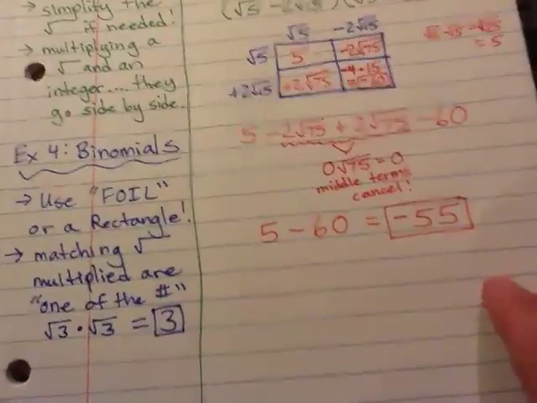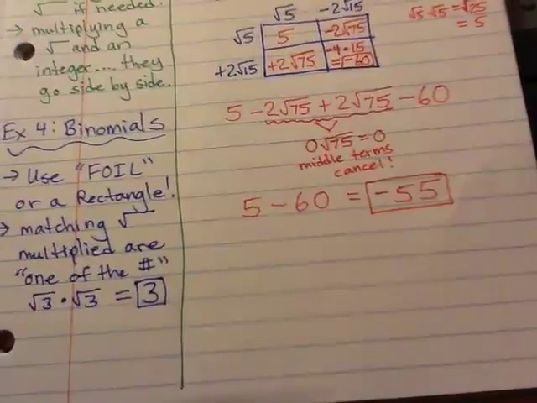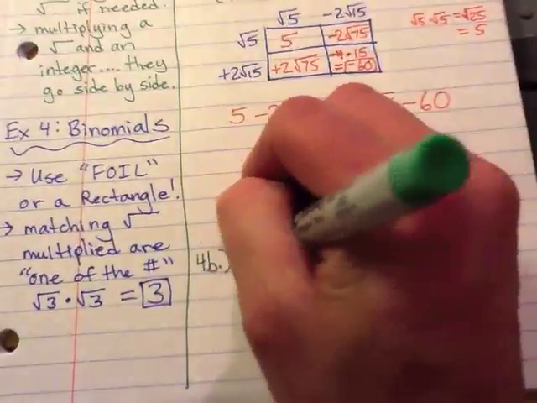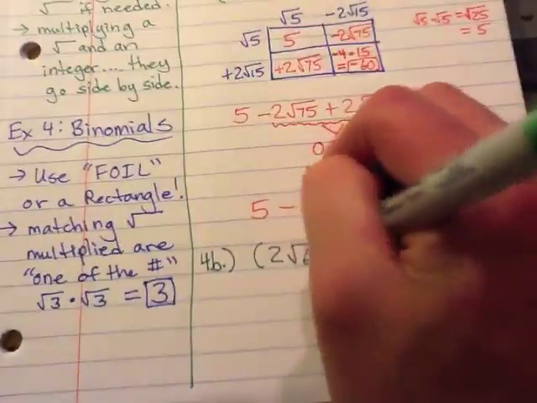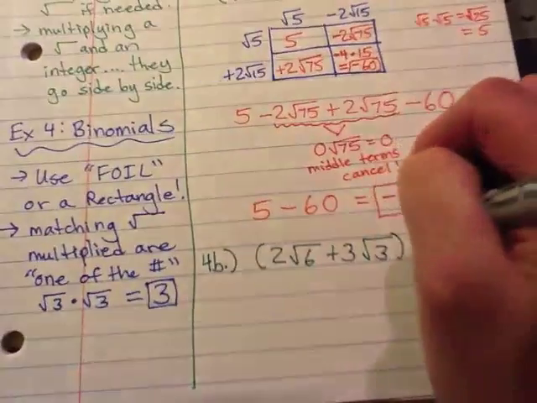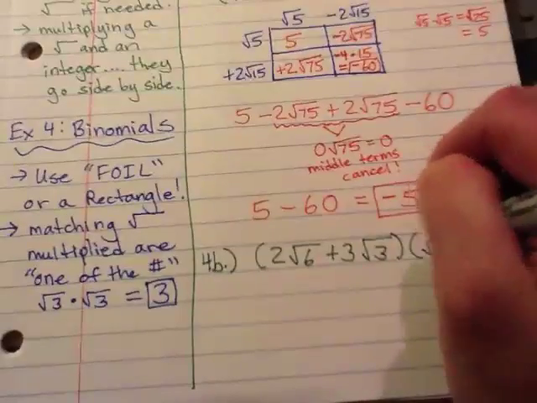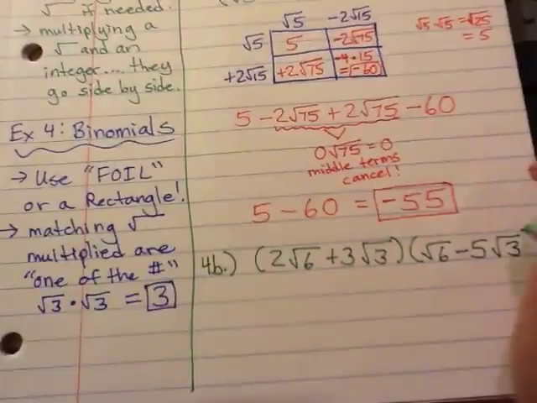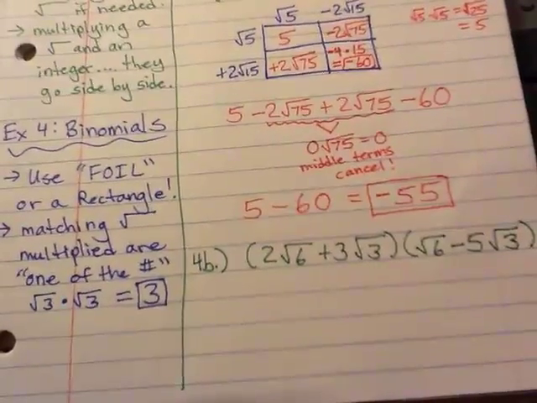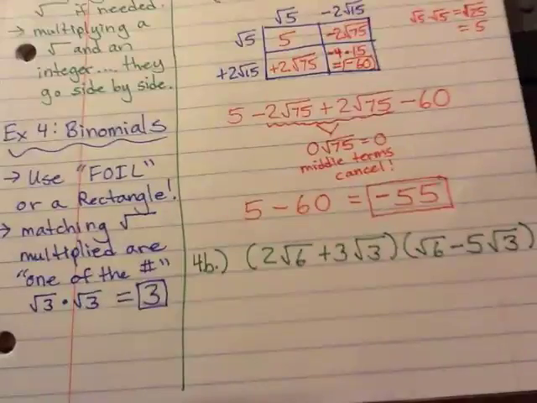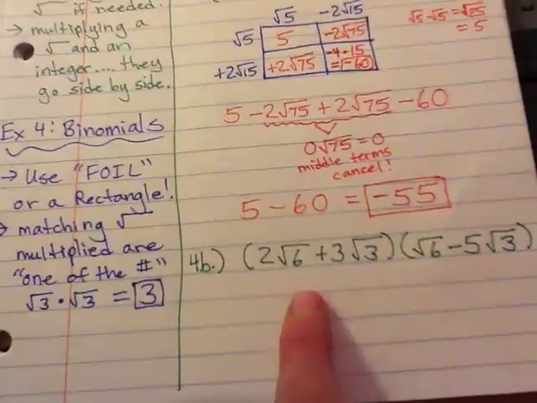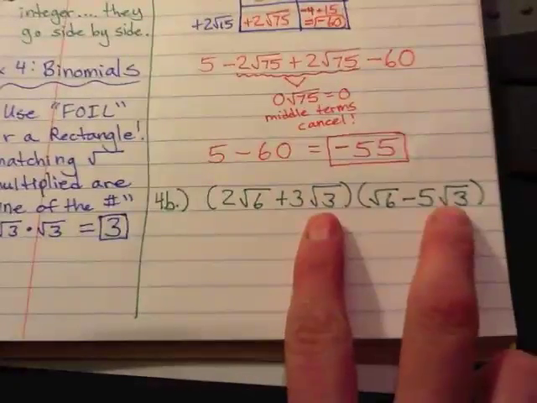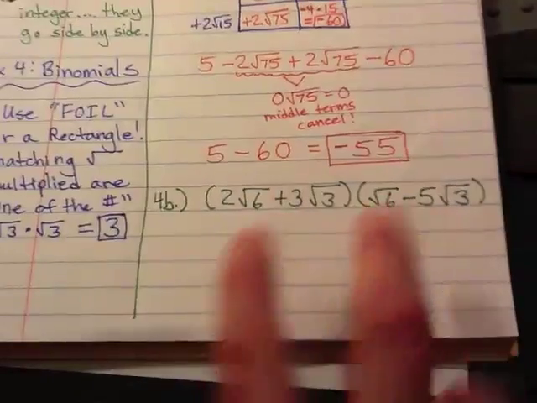Okay, so let's go ahead and try one more of these. We'll just call this 4b. And we're multiplying 2 square root 6 plus 3 square root 3 times the square root of 6 subtracting 5 root 3. So in this case, you don't have a difference of squares. You have some like radicals, but you don't have a difference of squares. Difference of squares, you'd have to have the exact same b, which you don't, and the exact same a, which you don't. You do have your opposite signs, though.